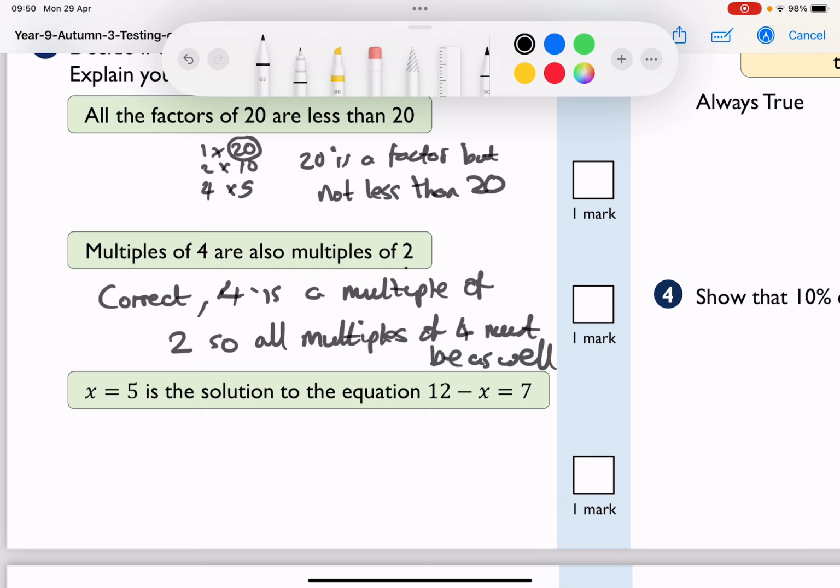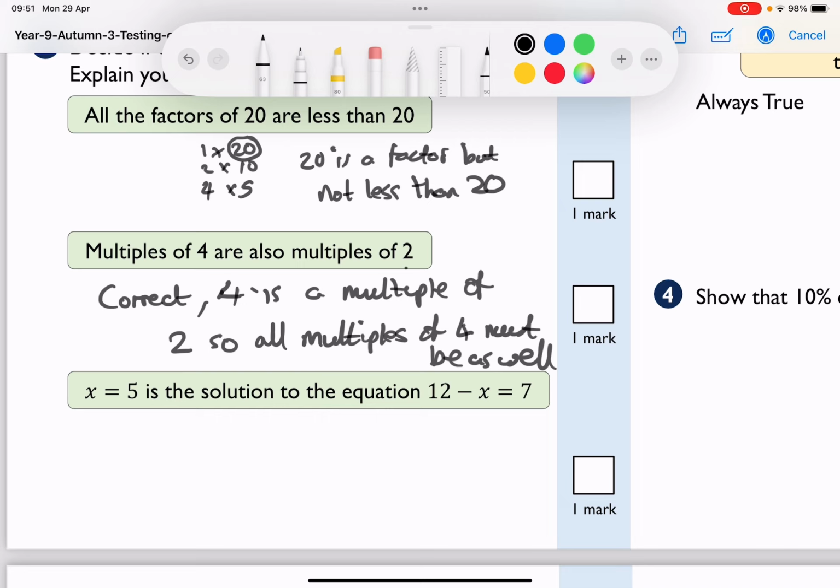It wouldn't work the other way round, because if we looked at multiples of 2 and then said they must also be multiples of 4, that isn't always the case, because 4 isn't a factor of 2. So if you thought of the 2 times table, 2, 4, 6, 8, 10, 4 isn't a factor of all of those. However, if you look at the 4 times table, 4, 8, 12, 16, 20, 2 is always a factor of that, so they're also multiples of 2.